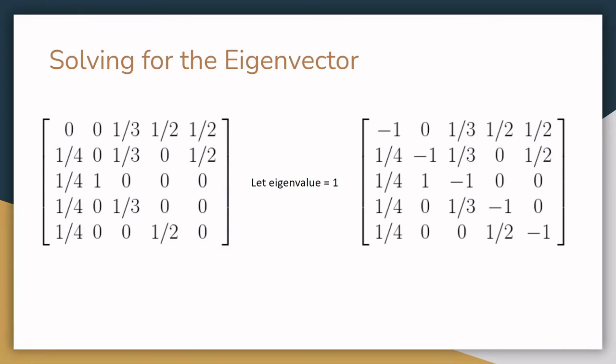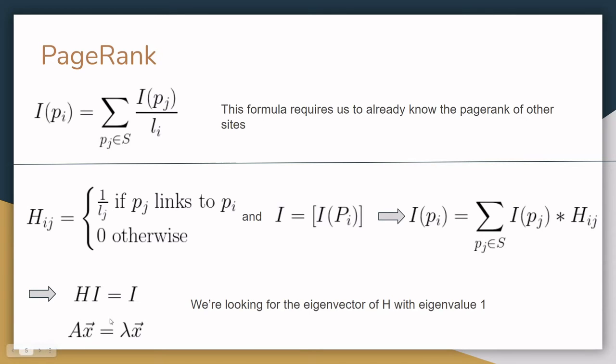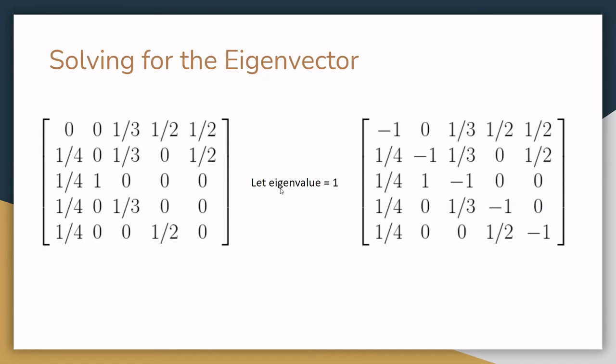Alright, so now we need to solve for the eigenvector with eigenvalue 1 of the hyperlink matrix, because, as we can recall, we are looking at eigenvalues and vectors. Remember, the page rank is an eigenvector. So, to do this, as we can remember from our course, all we have to do is take the eigenvalue and subtract it off from the main diagonal of our matrix, which just means that the main diagonal is now -1, -1, -1, -1, -1, and nothing else has changed.